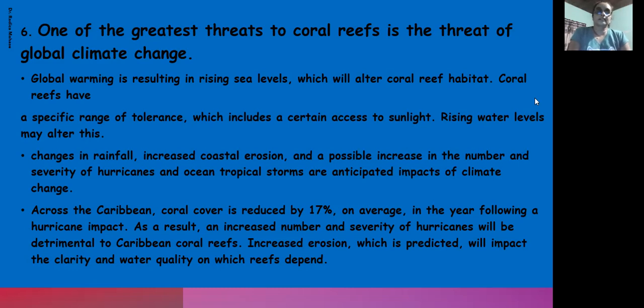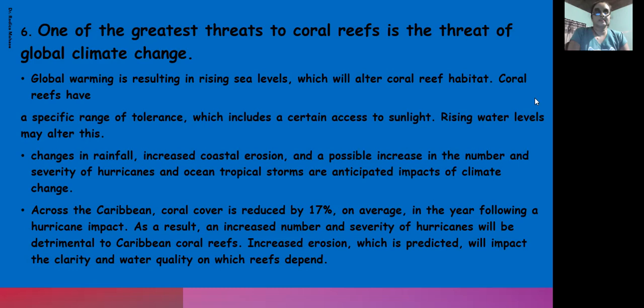Climate change also leads to things like changes in rainfall, increased coastal erosion, and a possible increase in the number and severity of hurricanes and tropical storms. All these will affect the corals. All these affect the reefs. Across the Caribbean, coral cover is reduced by 17% on average in the year following a hurricane impact. So every time we have tropical storms and hurricanes, they can damage the coral reefs. And I mean, a 15% reduction is quite high.